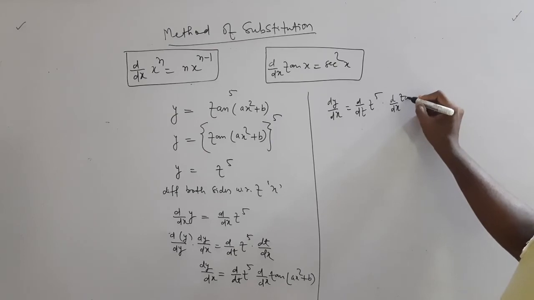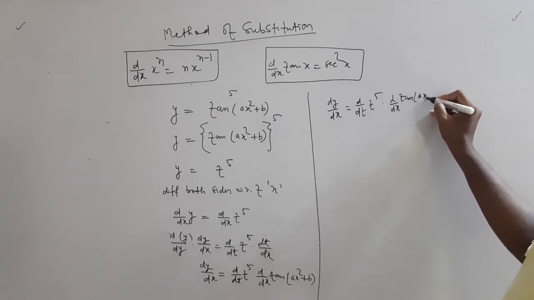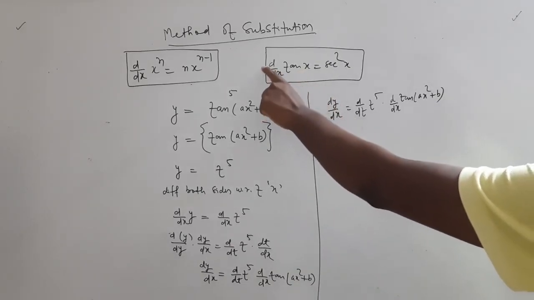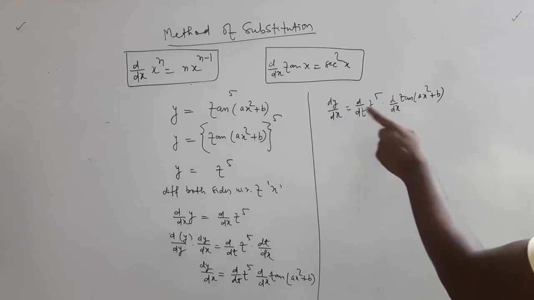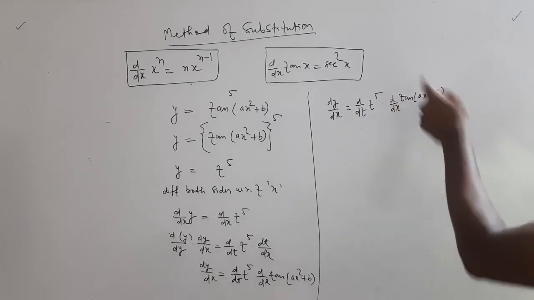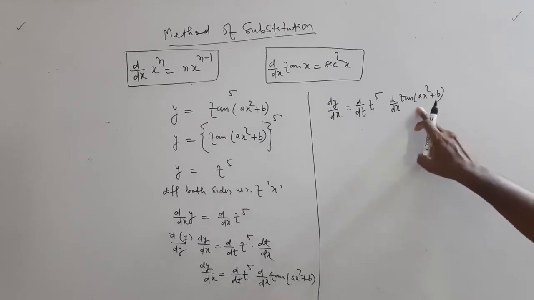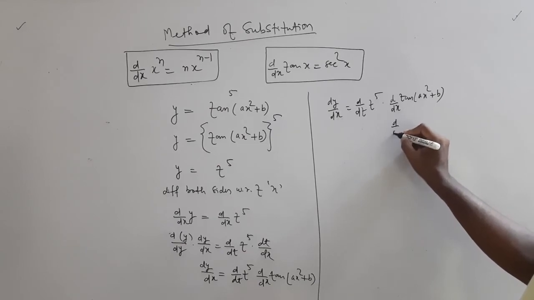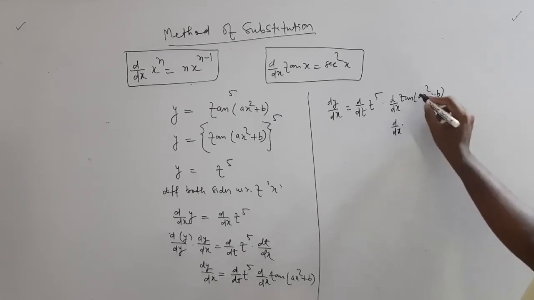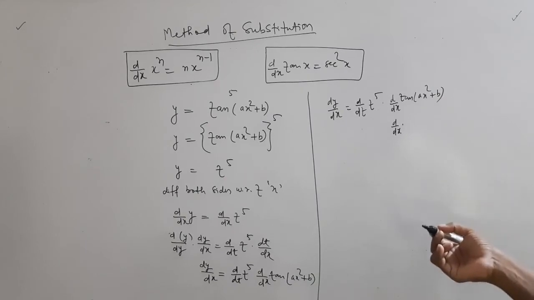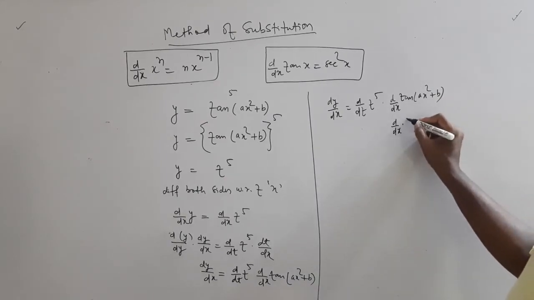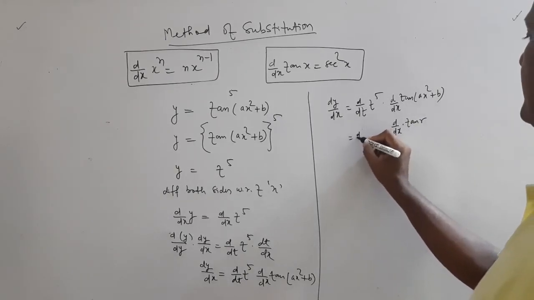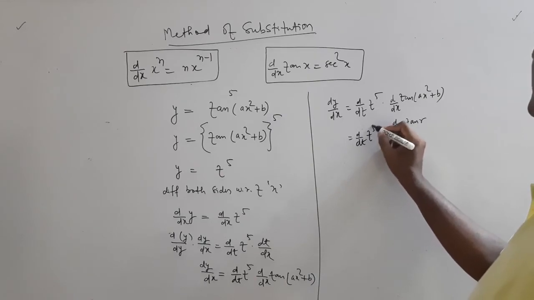So d by dx of tan ax square plus b. Now you see that we have the formula d by dx of tan x, that is sec square x. We don't have the formula for d by dx of tan ax square plus b. So again we need to make one more substitution for this also. So we say this is d by dx of, I take this one as suppose r. So this will become tan r, and this will become d by dt of t to the power 5.